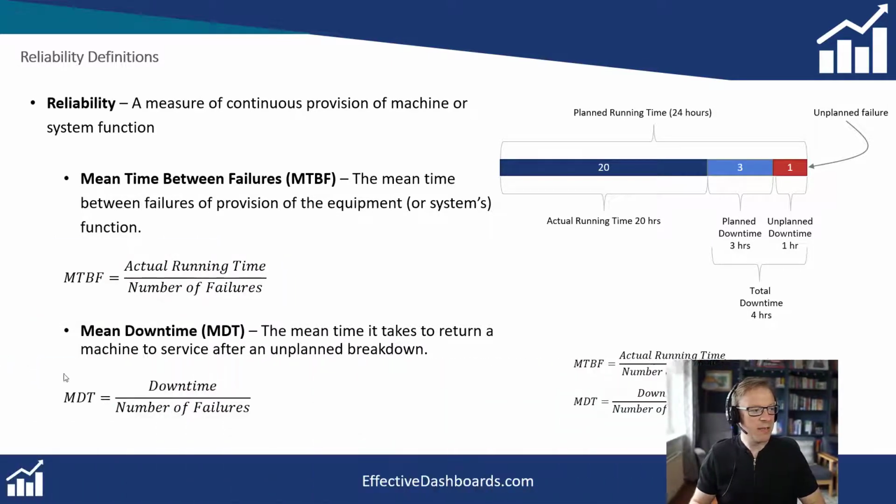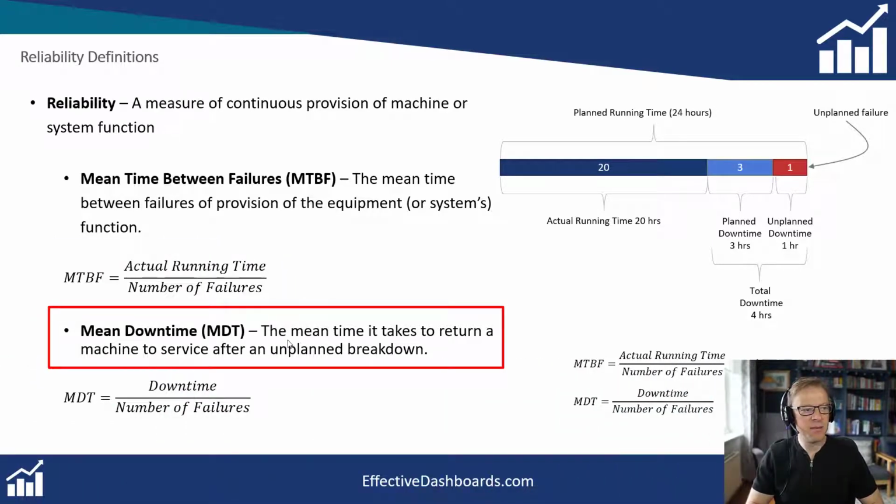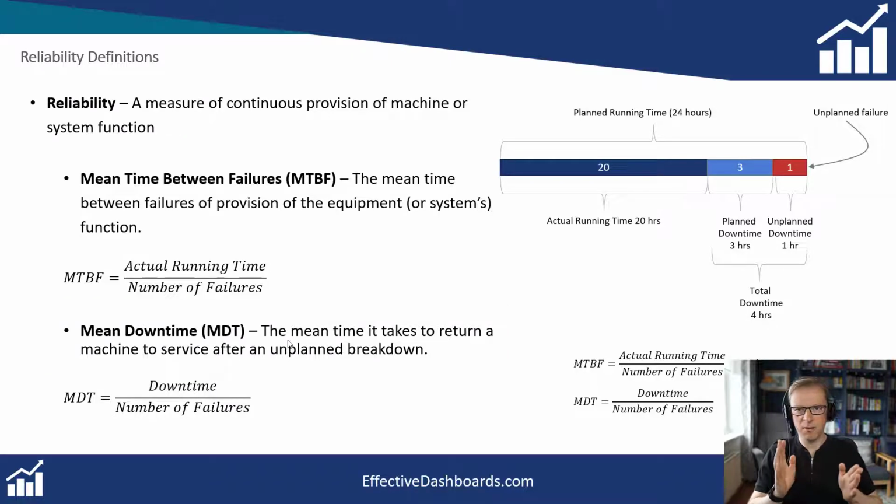Then we're going to look at the mean downtime, which is really looking at how long it takes to actually repair the machine, from the point it fails to the point it's back in service again. There is another measure which we're not going to look at, because we don't have the data in this data set: the mean time to repair, which is the portion of the mean downtime that looks at how long it takes to effect the actual repair.